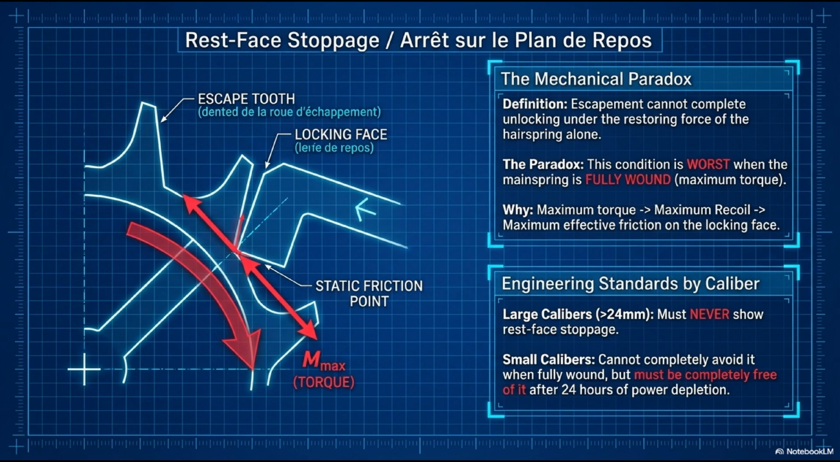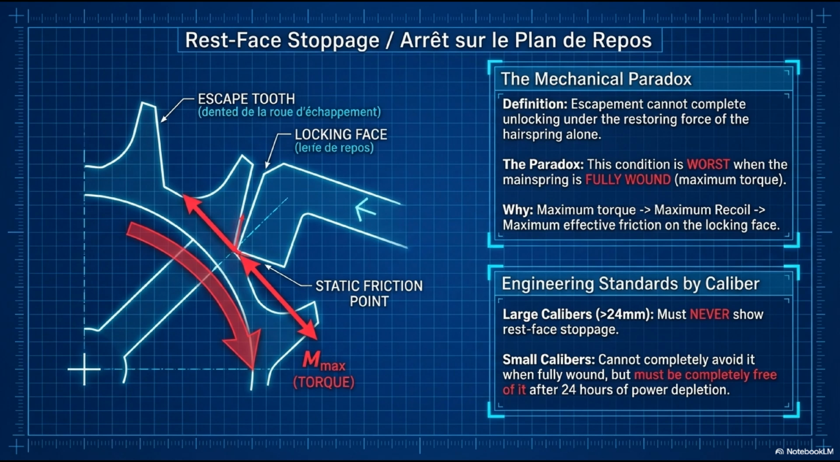Maximum geometric recoil means maximum friction force during the unlocking slide, because friction equals normal force times friction coefficient. The hairspring must overcome all of this. Increased friction plus complete geometric recoil, and at full wind it may not be able to. As the mainspring partially unwinds, torque decreases, normal force decreases. Friction during unlocking decreases, until the hairspring can overcome it. This is why a watch that stops when first wound but runs normally after a few hours is exhibiting rest face stoppage.